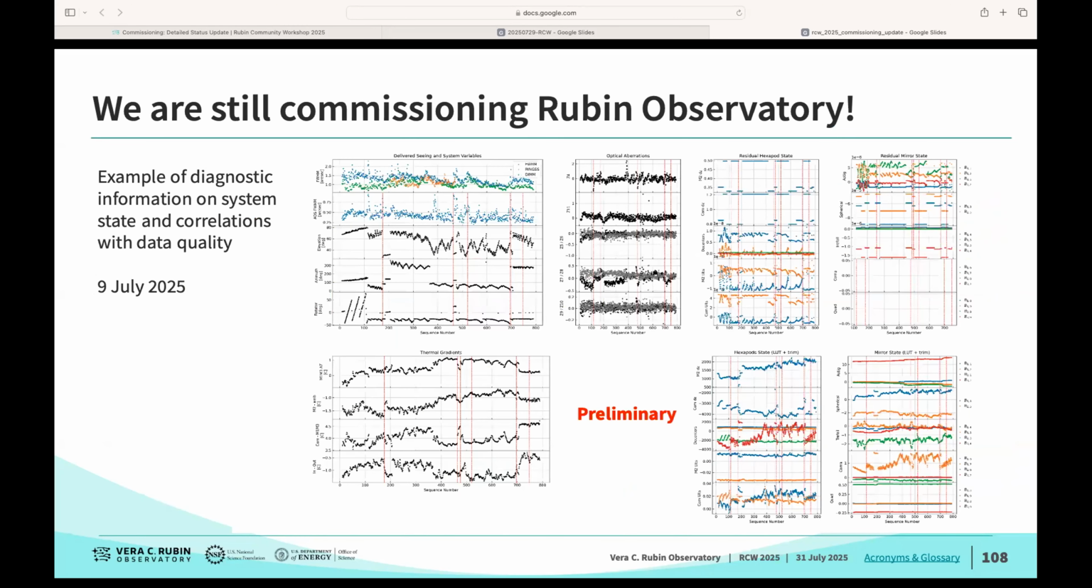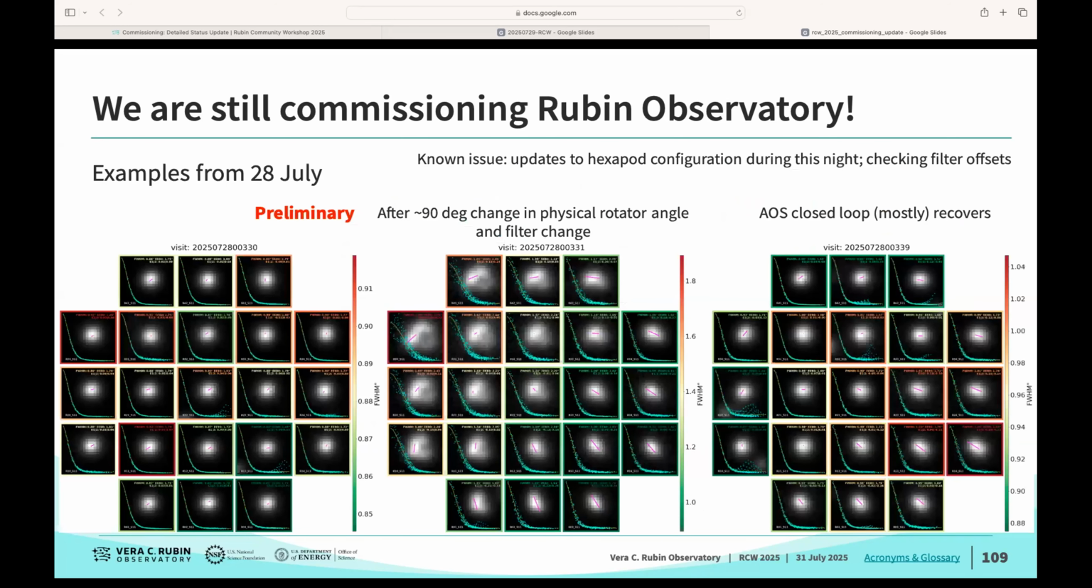So this is an example of where we are still in commissioning with Rubin Observatory. This is basically just a subset of all the diagnostic information that we have available on the system state. And so what we're doing is that we're constantly making correlations between all of our system telemetry and the delivered data quality. And then to get a sense of what this actually looks like in practice, if you go to the next slide, these are examples of basically, we're still commissioning.